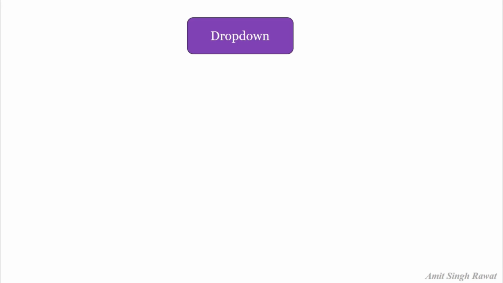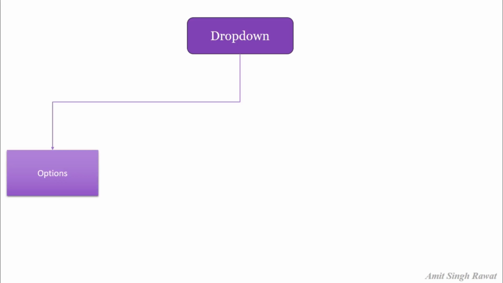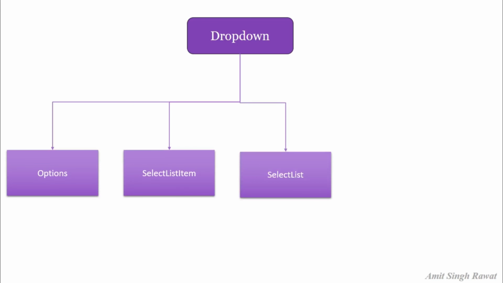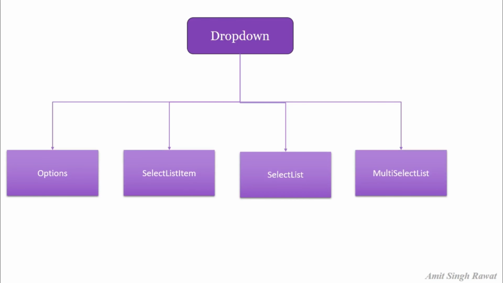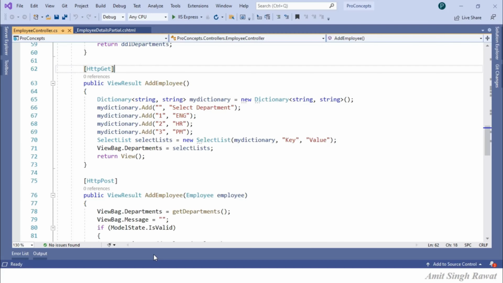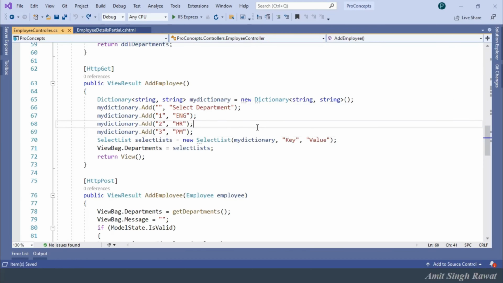In our previous videos, we have created a dropdown with the help of the option tag within the select element, SelectListItem, and SelectList. In this video, we will explore how to create dropdowns with MultiSelectList. Let's get back to Visual Studio. And this is the project which we are working on. Here in the last example of our last video, we bound the dropdown via a dictionary.